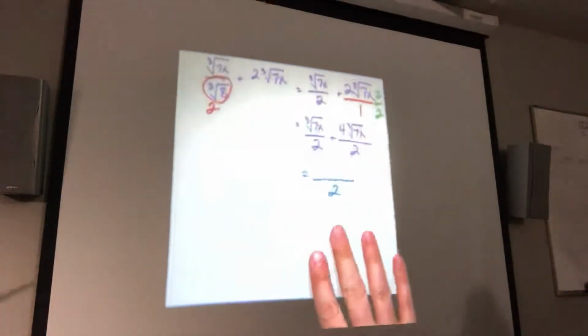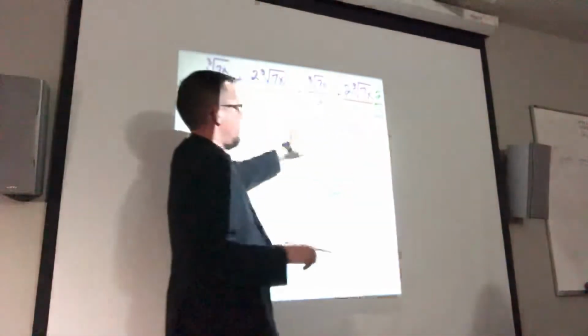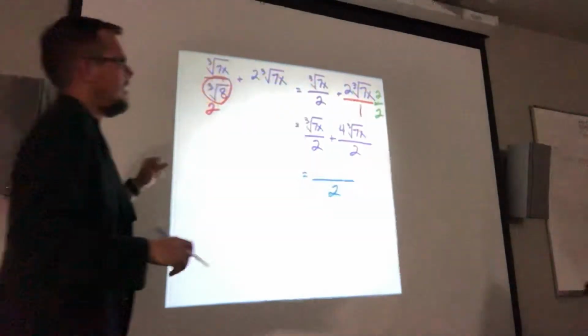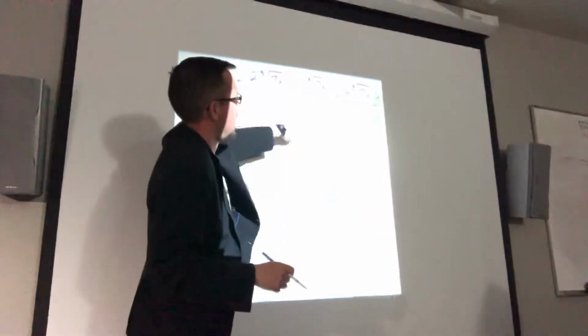What am I going to have on the top? Well, what's cube root of 7x plus 4 cube root of 7x? 4 cube root of 7. What number's right here? That'll be 5. Yeah, there's a 1 right there.